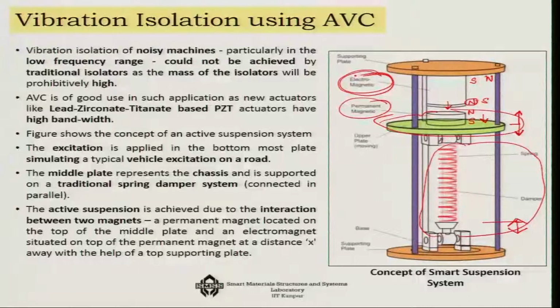You can, instead of using electromagnets today, use things like PZT based actuators, which have a very large bandwidth and are also much faster and less noisy than this kind of system. But this is typical of a smart suspension system. This is the way it actually behaves.